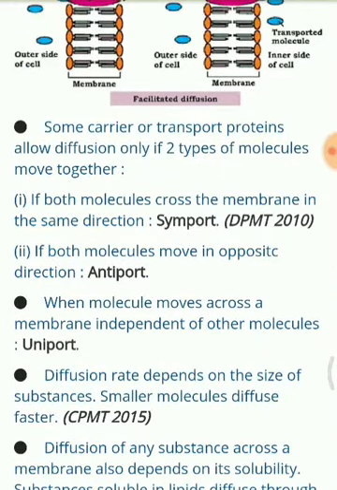Some carrier or transport proteins allow diffusion only when two types of molecules move together. If both molecules cross the membrane in the same direction, it is symport. If the molecules move in opposite directions, it is antiport. When molecules move across a membrane independent of other molecules, it is uniport.